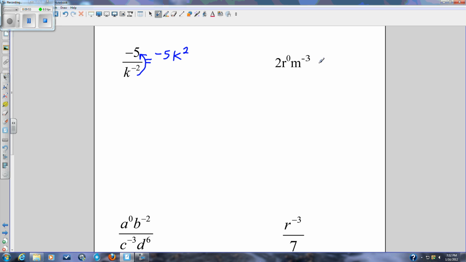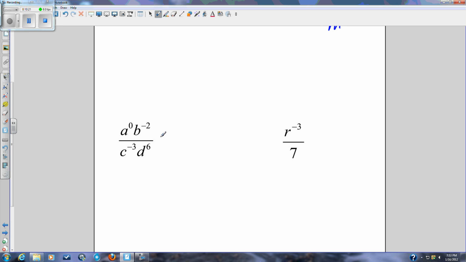Next problem, 2r to the 0, m to the negative 3. Got to get rid of the negative exponents. The 2 is fine. r to the 0 equals 1, so we're going to have 2 times 1. m to the negative 3 has a negative exponent, so we need to draw a fraction bar and move it to the denominator where it becomes m to the positive 3, and we get 2 over m to the third.